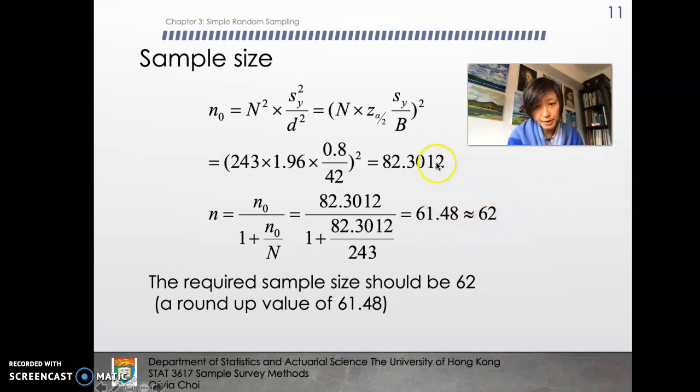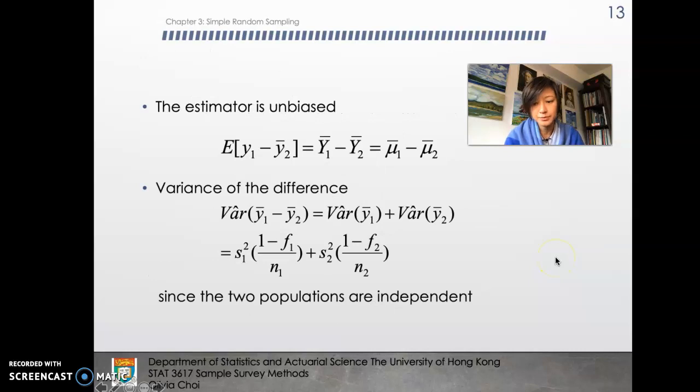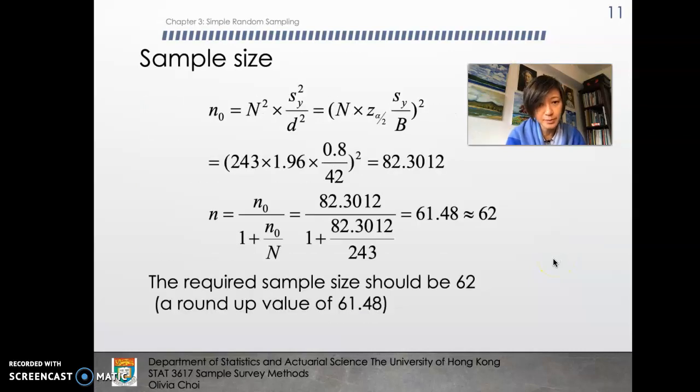We can also see there's a big difference between 62 and 83, because if we look at N naught to capital N, this is a significant ratio. If N naught compared to capital N is insignificant, let's say N is 1,000 or 2,000 in the population, this ratio is insignificant. So 1 plus 0 is 1. So N naught is a good assessment. Okay, so that's the population estimate.